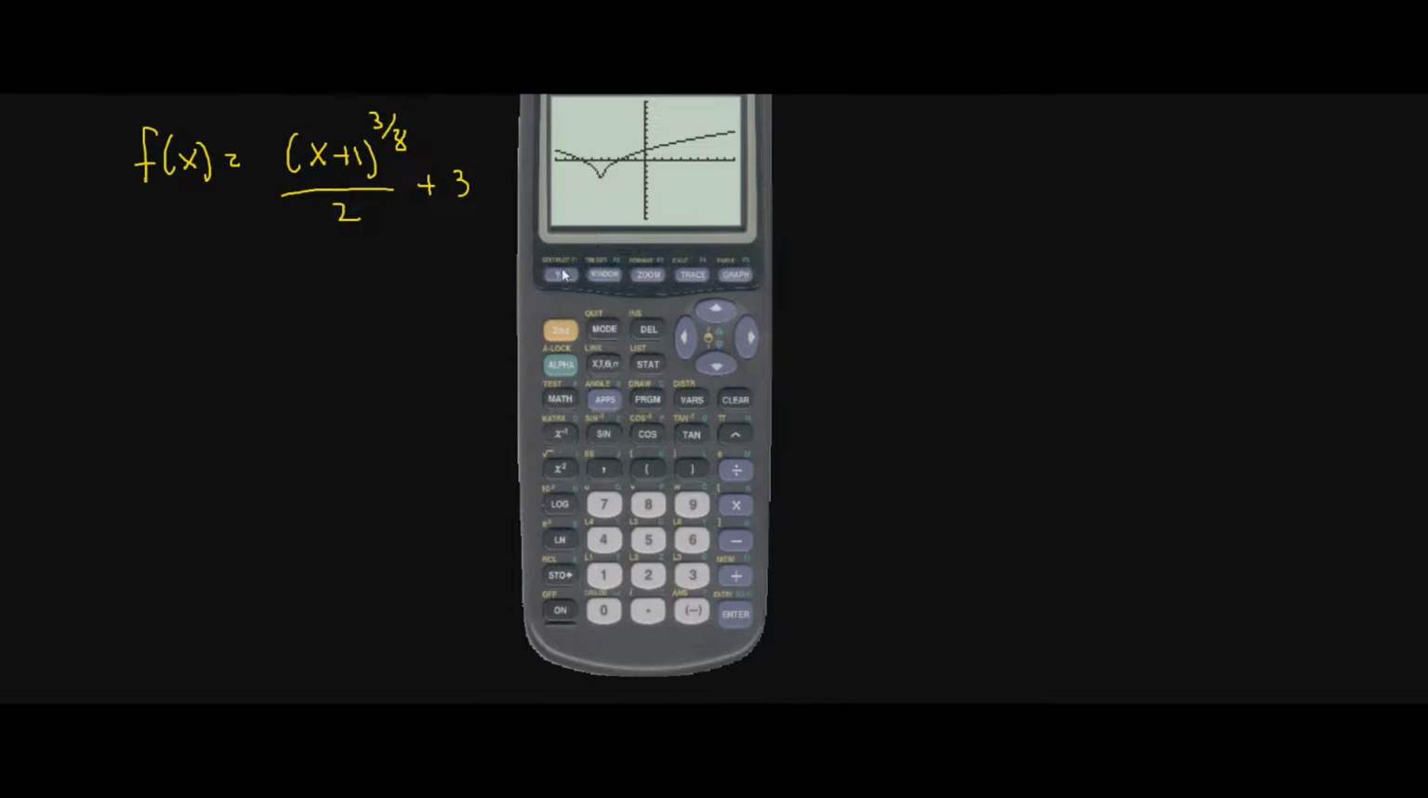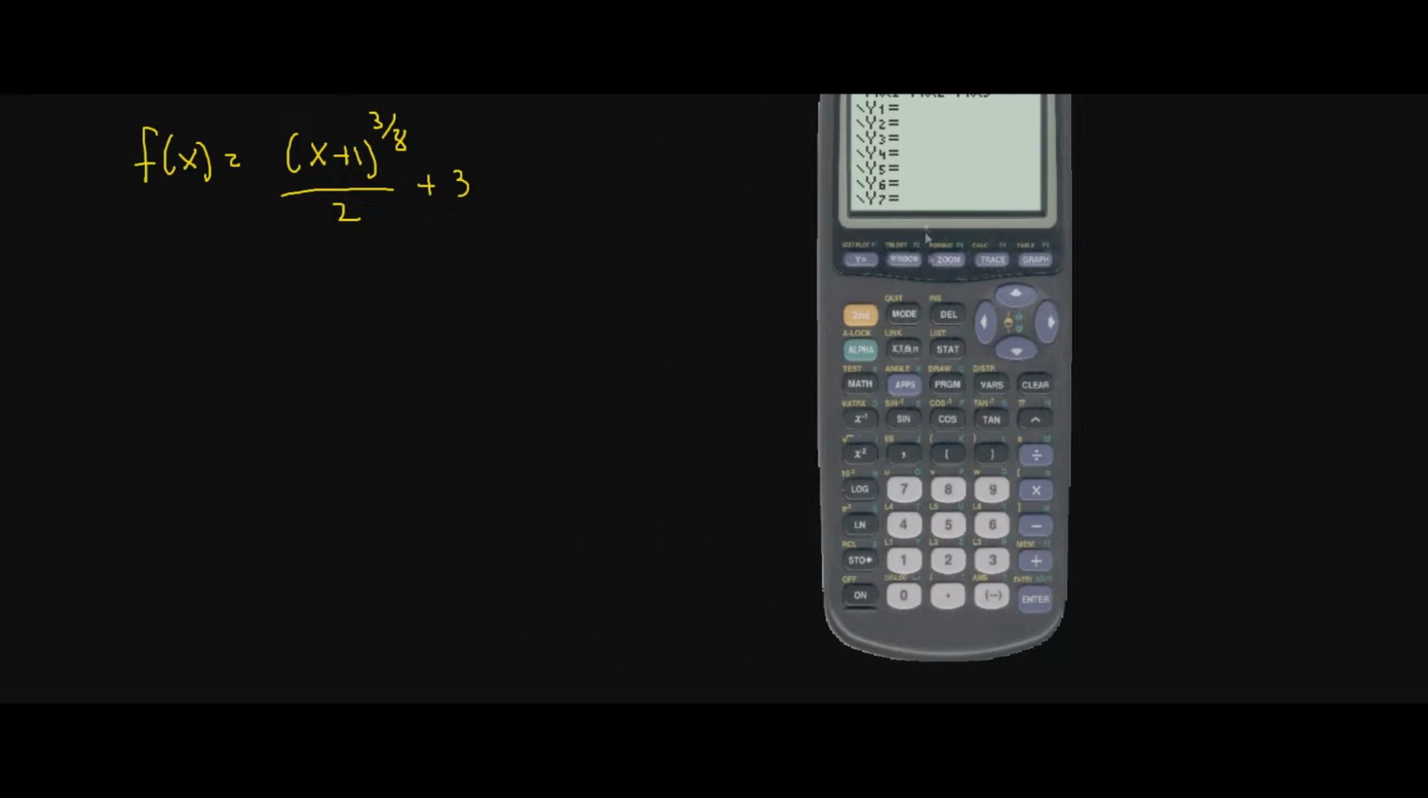Okay. Let's look at one more. F of x is equal to, let's do x plus 1 raised to the 3 over 8, all divided by 2, plus 3. Okay. So let's go ahead and type that in and see how it looks like. But I want to show you, what is the number on the numerator, an even or odd exponent? Well, the 3 is odd, so it's not going to make a U shape. You should expect this function to make some other kind of shape, but it's not going to be a U, maybe something like a saddle. Okay, so let's go ahead and just take a look at it real quick.